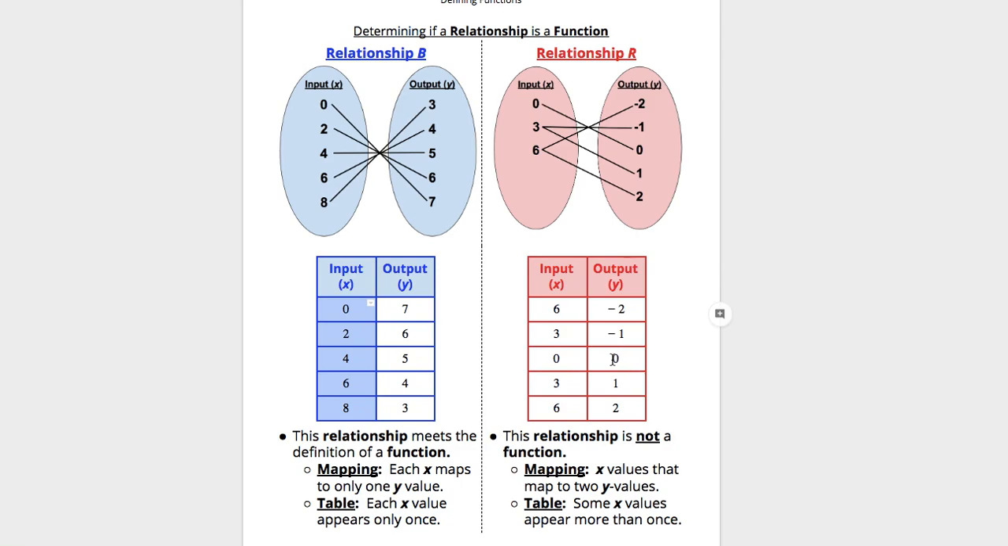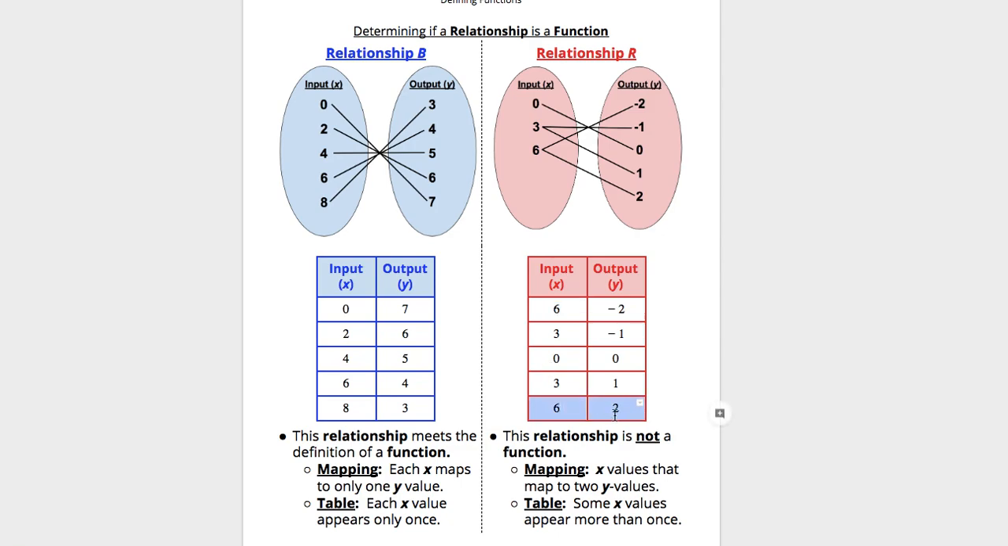But when we look at the red relationship, we know it's not a function. If we look at the mapping, we see x values that map to two different y values, or an input of 3 has two possible outputs with it. If we look to the table, we see those x values that have two possible y values. That same x value appears more than once.